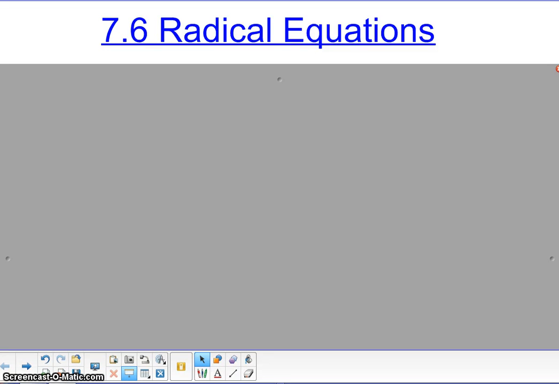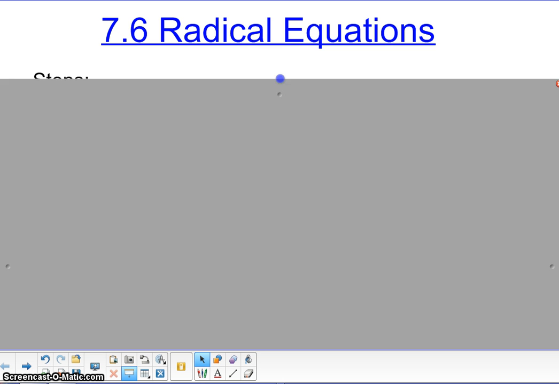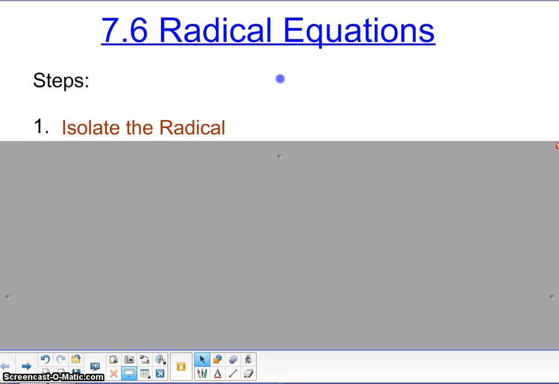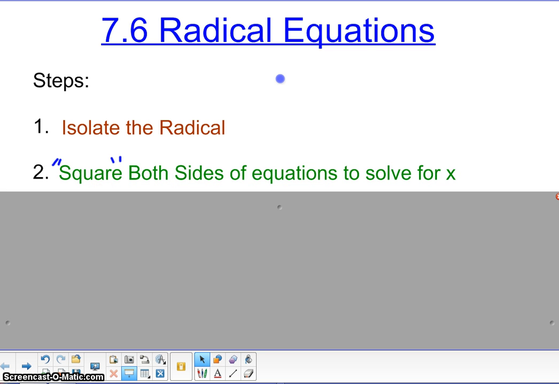Okay, so today in 7.6 we're going to explore radical equations. The first step that you would need to write down is isolate the radical. Isolate, get it by itself before you solve anything else, before you do anything else. The second one is we're going to "square" both sides of the equation to solve for x.